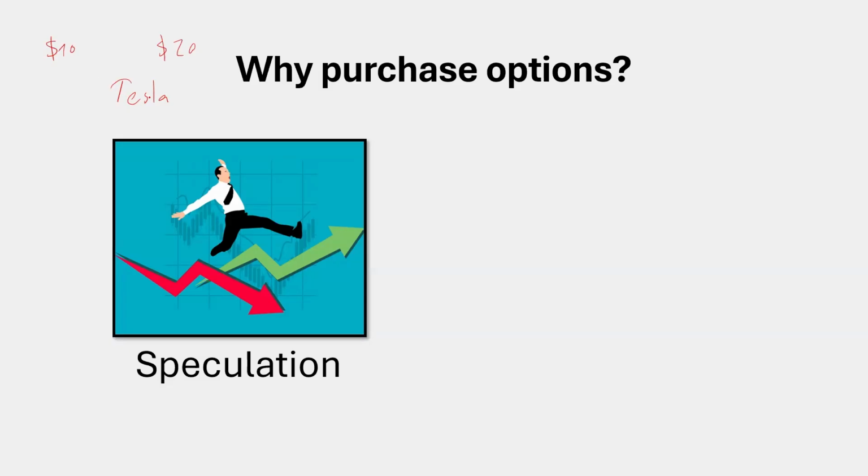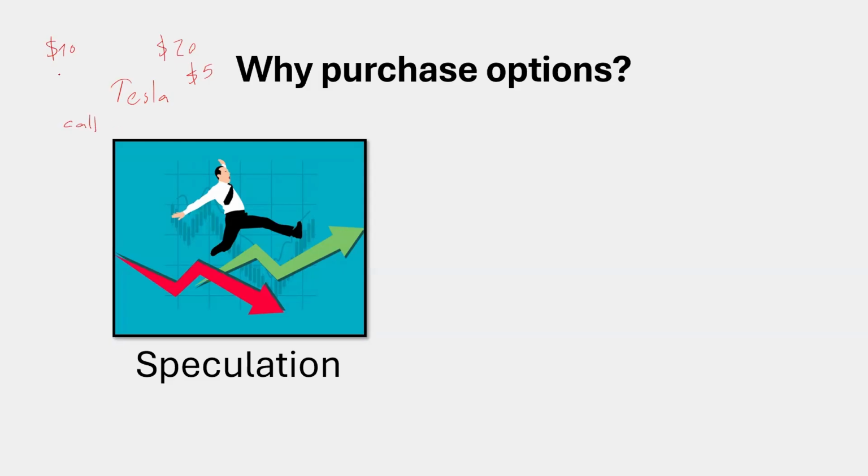But that might be risky, because if you are wrong, if the share price actually goes down to $5 rather than increasing to $20, you will be losing money. So your portfolio would become less valuable. A safer scenario is to use a call option in this case.